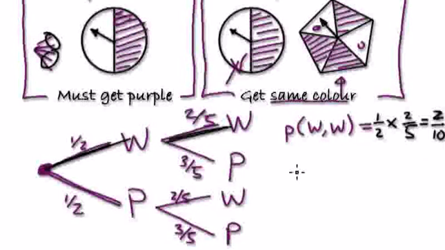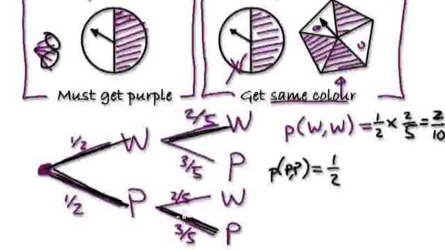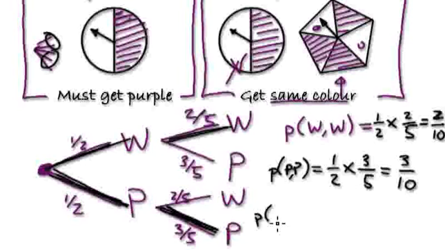But we also need another good outcome here: the probability of purple and purple. We need to go down this branch here, purple and a purple. And means we times, so basically when you get a whole branch, times a whole branch. 3 over 5 times a half becomes 3 over 10.